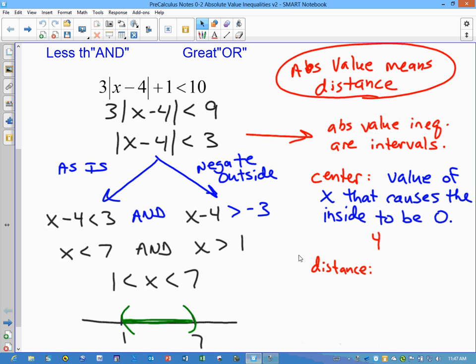And the distance is simply the number on the outside. Once you've isolated the absolute value, it's going to be the number on the outside unless there's a coefficient. If there's some coefficient of x, then you would divide by that coefficient. So we can say it's the outside number divided by any coefficient of x if there is any. So it's 3 divided by, well, 1, because technically 1 would be the coefficient. So 3 divided by 1 is 3. So the distance from the center to the edge would be 3. And those are the only two pieces of information you would need to know in order to be able to go right to the graph.